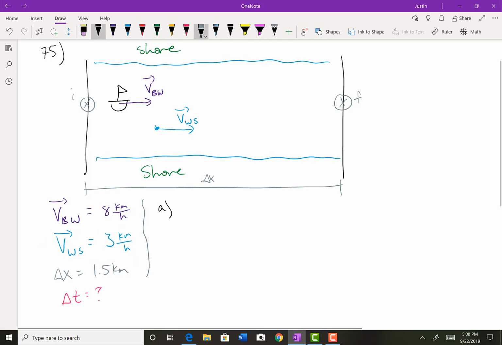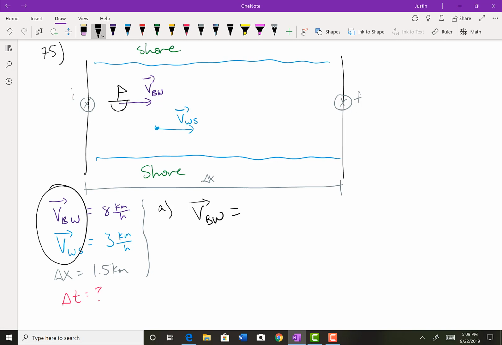So to do this, I'm going to use that idea of the equation we've been using for relative motion. I can use my knowns to try and write out what would the velocity of the boat be with respect to the shore. Well, that's just going to be the velocity of the boat with respect to the water plus the velocity of the water with respect to the shore.